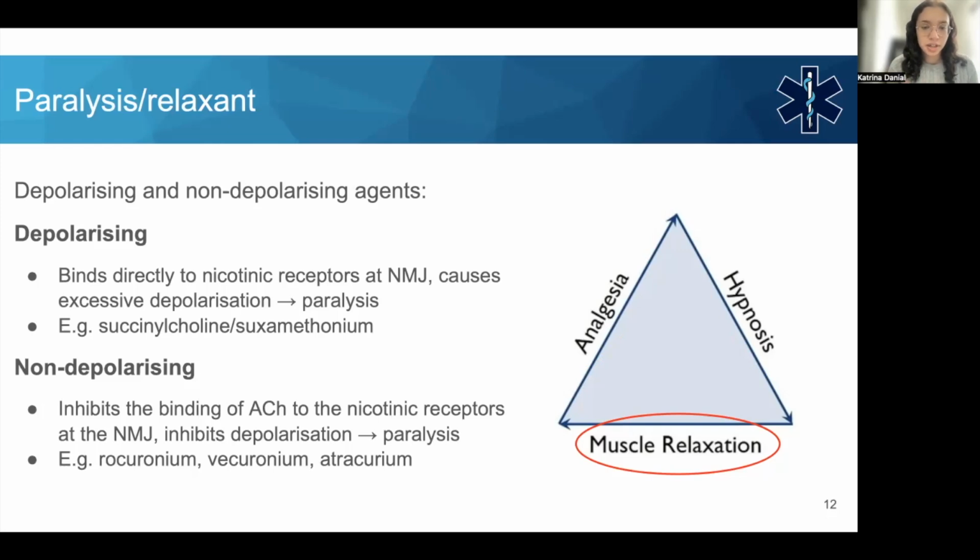And then the other agents are the non-depolarizing agents. So that's your rocuronium, etc. And these ones, they have more of an antagonist effect at the receptors for acetylcholine. So they will inhibit depolarization and thereby cause paralysis. All right. So both of these medications work very, very quickly.